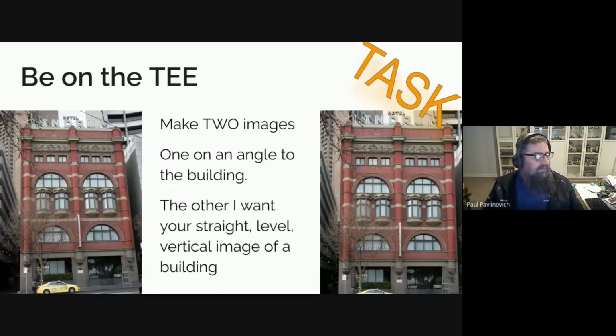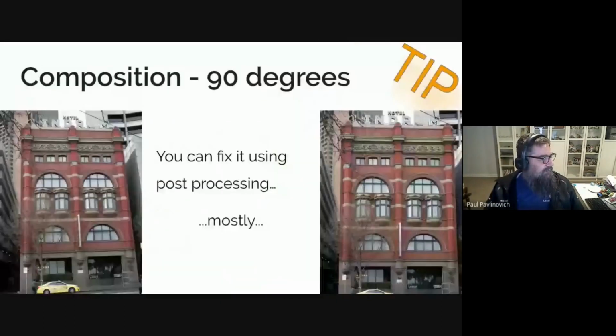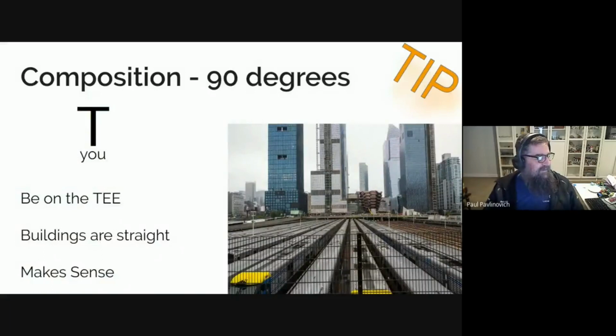So our task is be on the T. So if I just flick back very quickly, there's our T. So you want to be at 90 degrees to the building. So you want to be at the base of the T where it says U. And you want to make sure that the buildings are nice and straight and that your image makes sense. So try and keep it level with the ground as well.